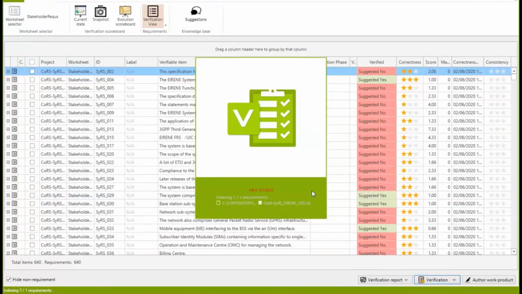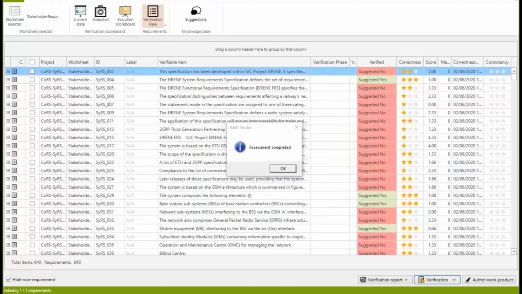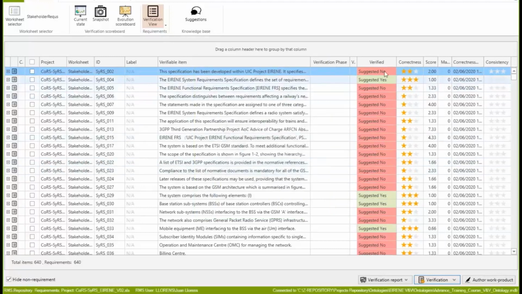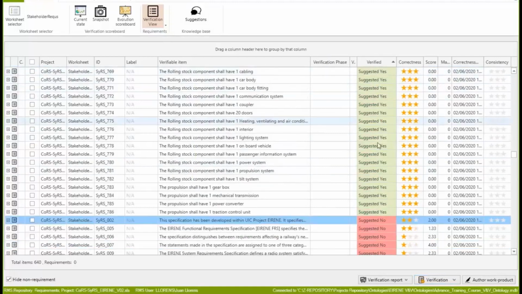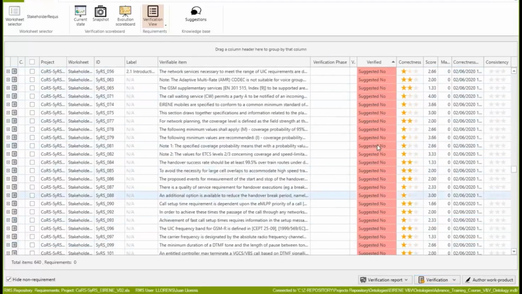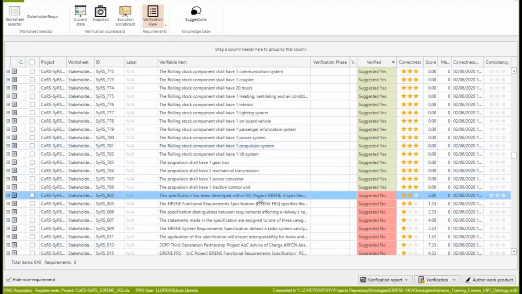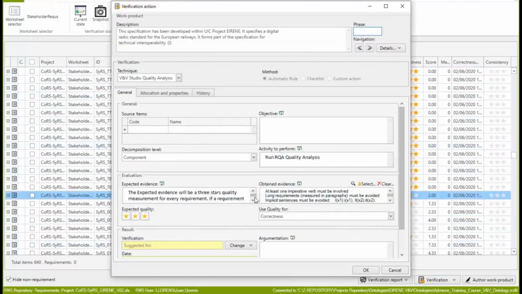So, okay, the system calculates the quality. In that case, I calculated the quality. Now it's calculating the verification. Okay, and of course, you get a suggested yes only when 3 stars are gathered from the calculation of the quality. So we are done, and this information comes from a European public train specification, and we have just gathered that from the Word document that describes this information.